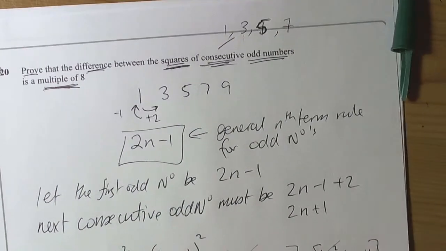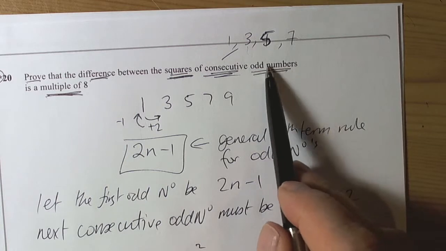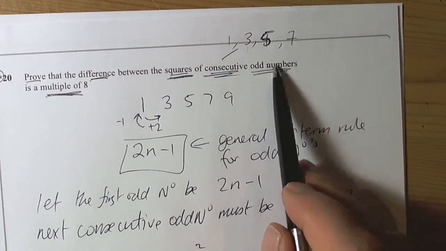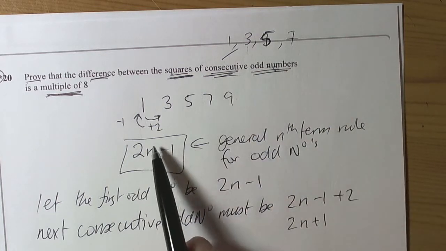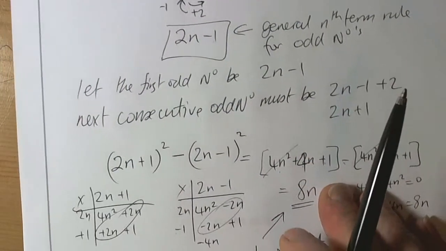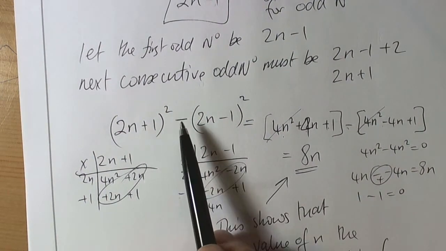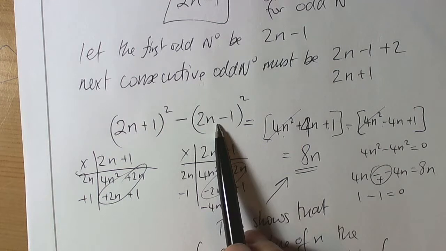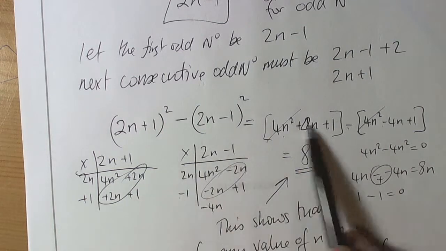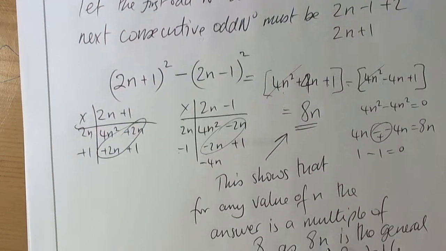So the proof question's not too bad really in a sense. You just got to realise that there's some basic things to know, and we need to realise that the odd numbers can be represented by the rule 2n minus 1, and then it's a case of just taking the information and breaking it up into the bits. Square one of the odd numbers, difference means take away the other number squared, work out what all that gives you, and it cancels down to 8n, which is a multiple of 8. So proof done.